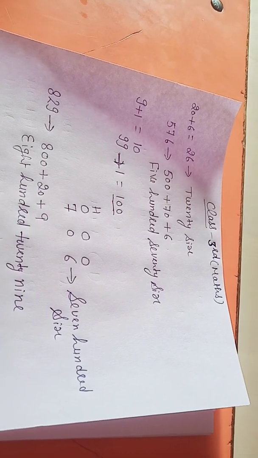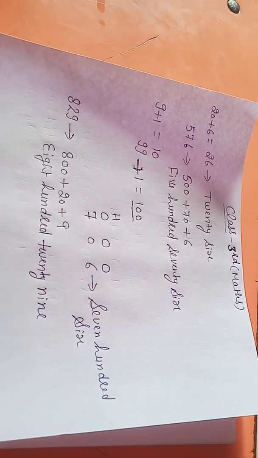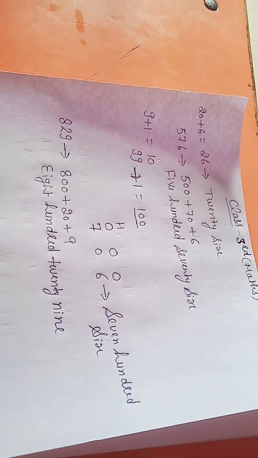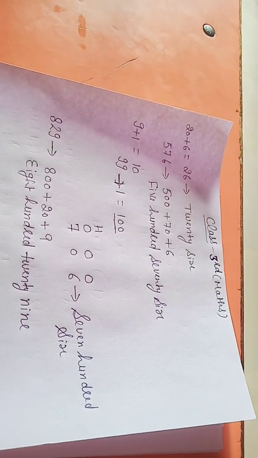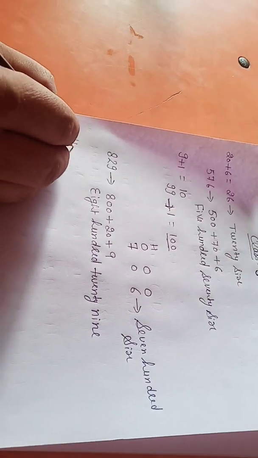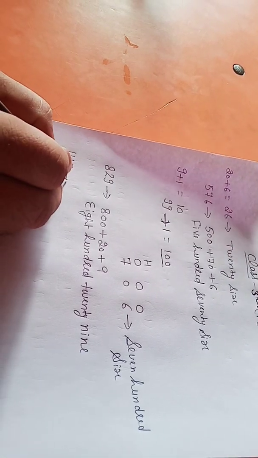The second question is given: write the following number in figures. That you can also solve easily. Write the following in expanded form. Written like this is given, 147. So write in expanded form.